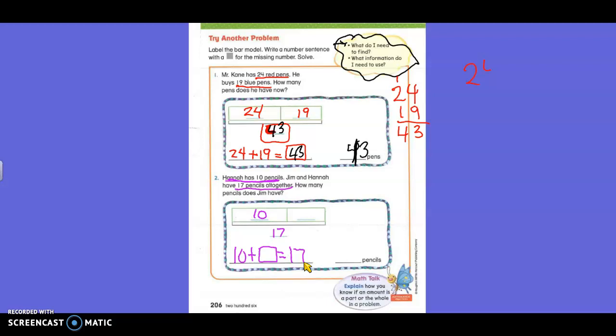Okay, so now you can count on if that's going to help you, or just think. 10 plus what is 17? You guys have been doing tens numbers. 10 plus what is 17, guys? 7. So 7 goes here, 7 goes here, and so how many pencils would Jim have? 7 pencils.